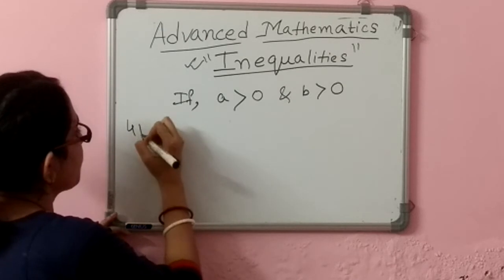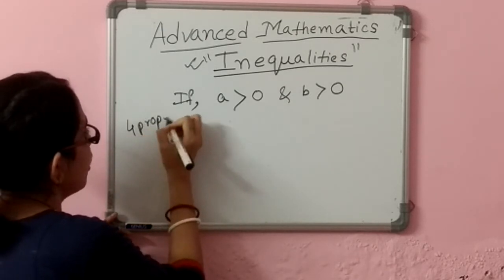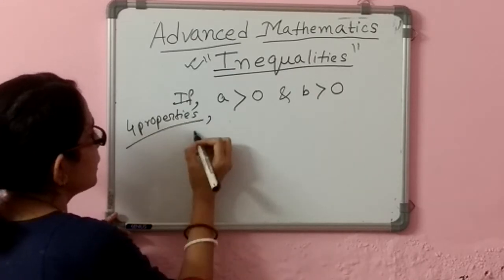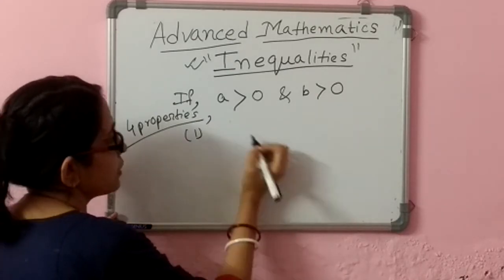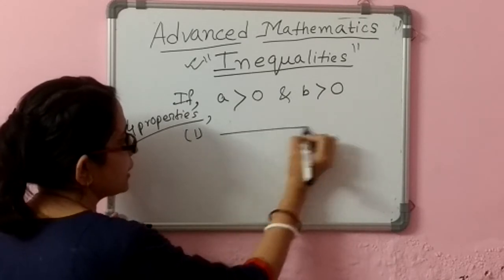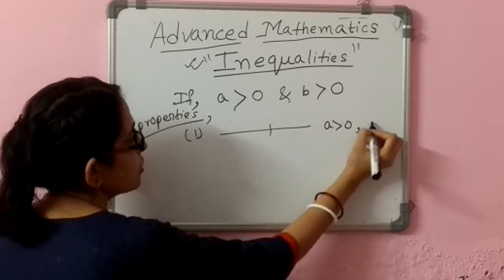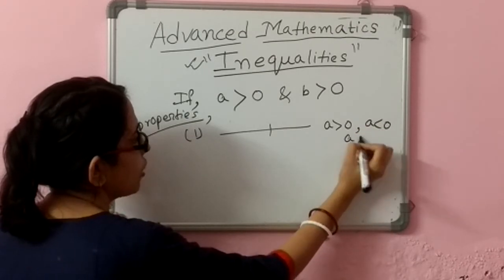there will be 4 properties of inequalities. First one I have explained already, that whenever there will be a natural number in the number line, then either it will be greater than 0, less than 0 or equal to 0.